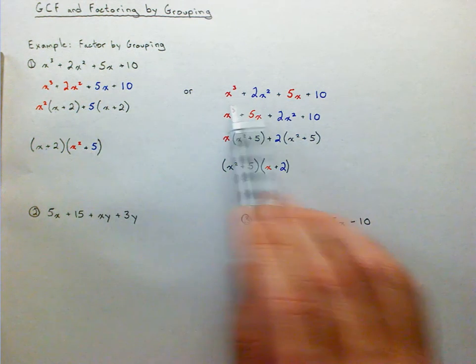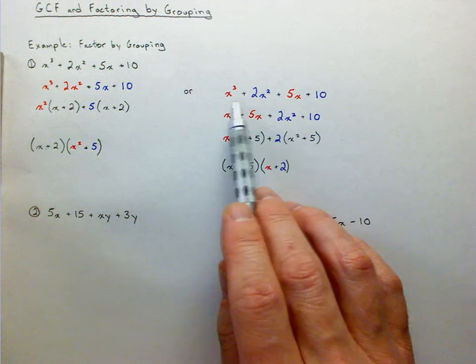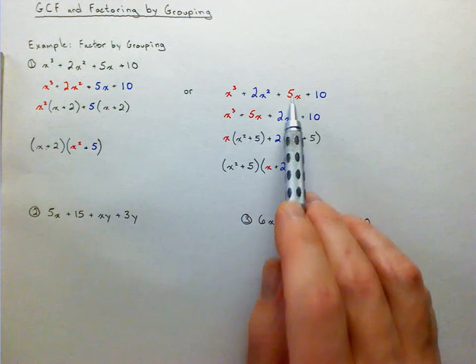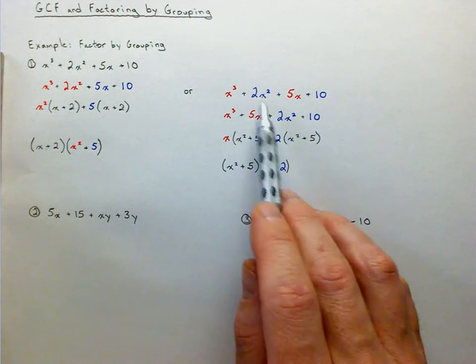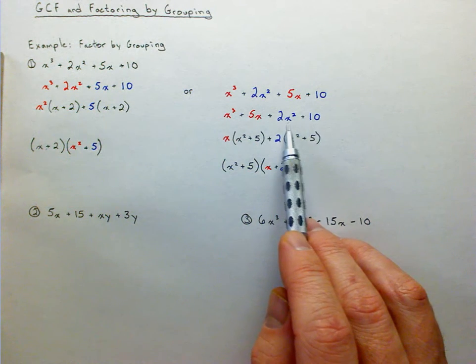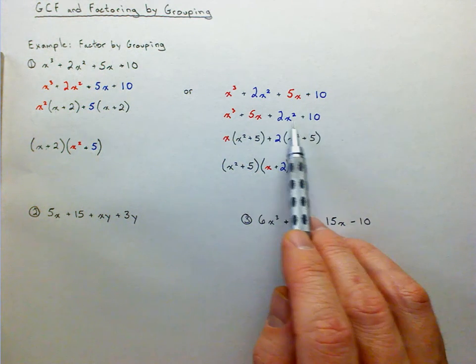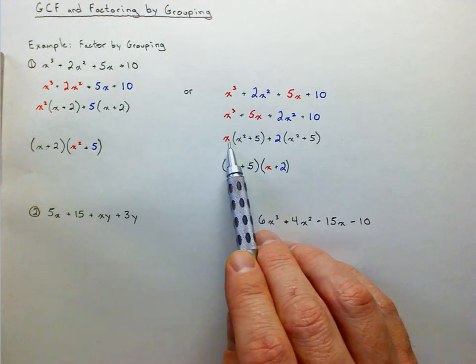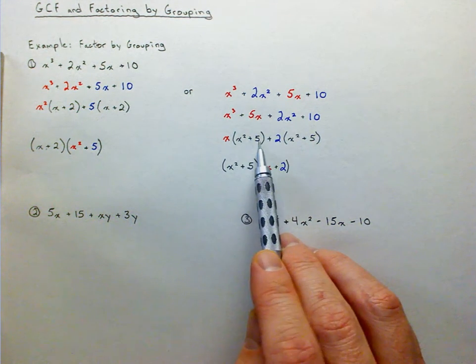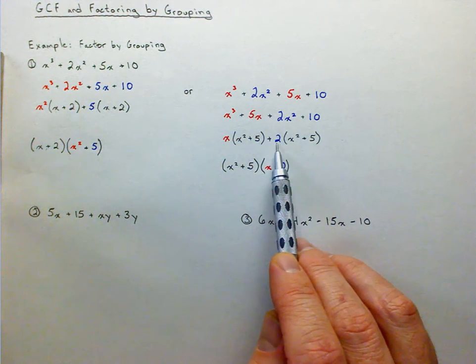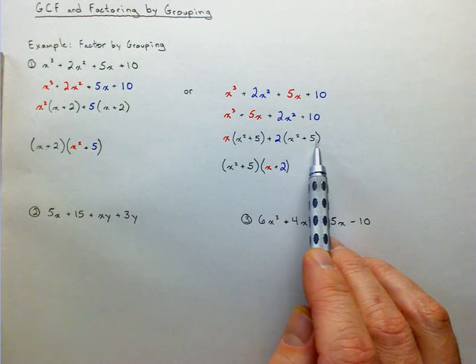I could also switch it up, and I could group other terms. See here, I said, okay, we'll say x cubed and 5x. So I wrote those next together using the commutative property, and 2x squared and 10. And I wrote those next to each other. Now what can I factor out? I can factor out an x. So I pulled out an x, and that leaves x squared plus 5. And here I can factor out a 2, that leaves x squared plus 5.